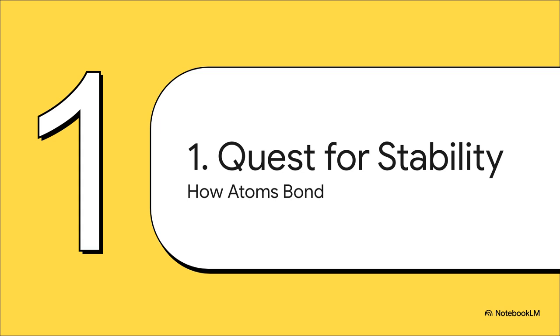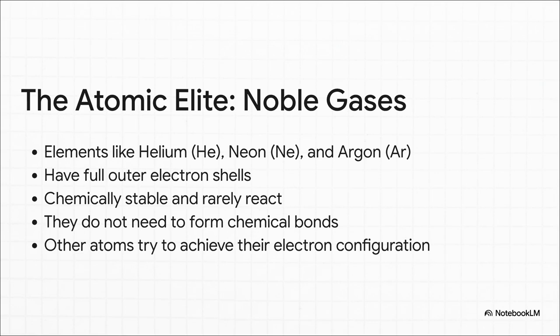You can kind of think of atoms like people. They're all just trying to get to a comfortable, low-energy place. But for an atom, what does stable even look like? Well, to figure that out, we've got to look at the cool kids of the periodic table, the noble gases. We're talking helium, neon, argon. These guys are the atomic elite. Why? Because their outer electron shells are completely full. This makes them super stable and, honestly, kind of boring. They don't react with anything. They don't need to. They've already won the game. And every other atom is just trying to be like them.